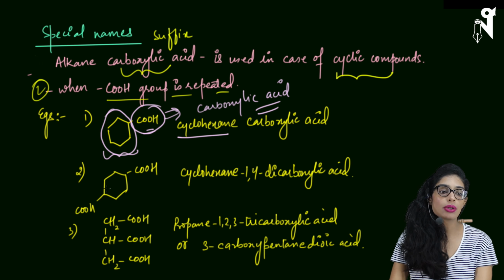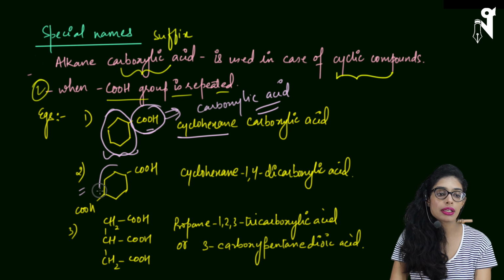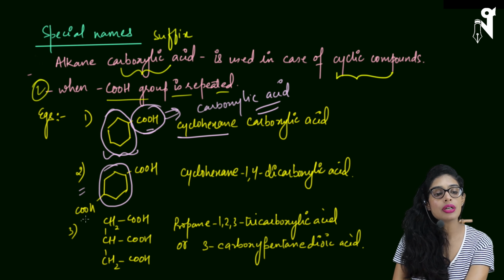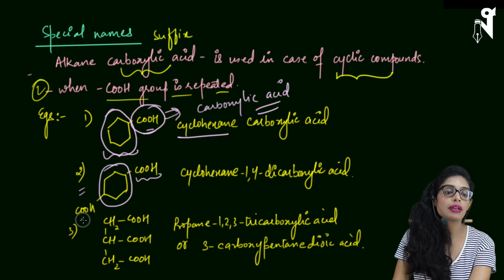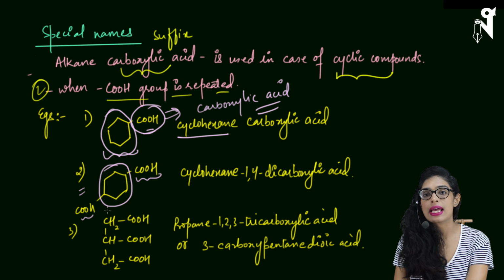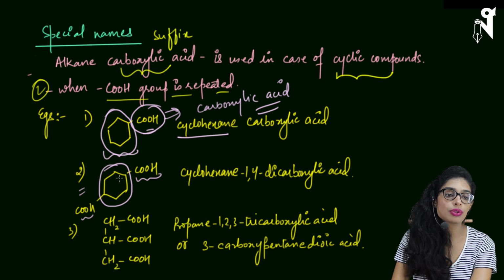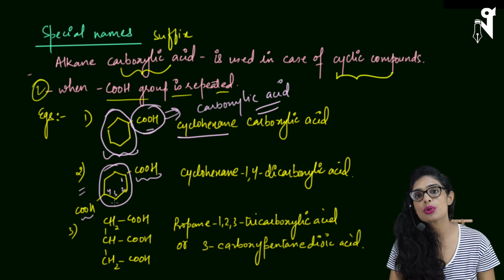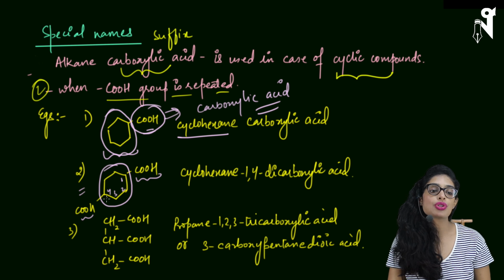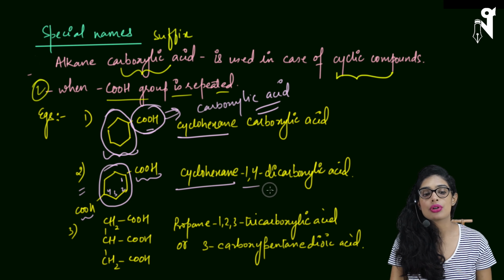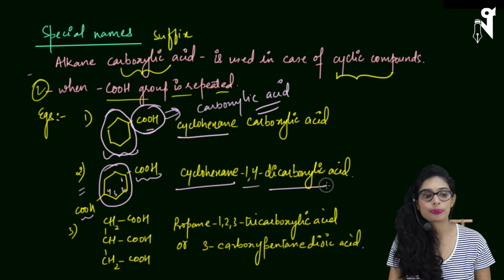Okay. Next, look at another compound. I have a cyclic chain and two COOH groups present here. These two COOH again will be named as carboxylic acids. Now these are present on two different positions. So this is 1, 2, 3, and 4. Again, one COOH will get the first position and the other will get the respective position. One is on the first position, the next is on the fourth position. So it is cyclohexane-1,4-dicarboxylic acid.